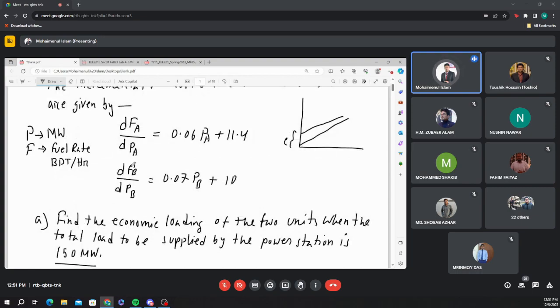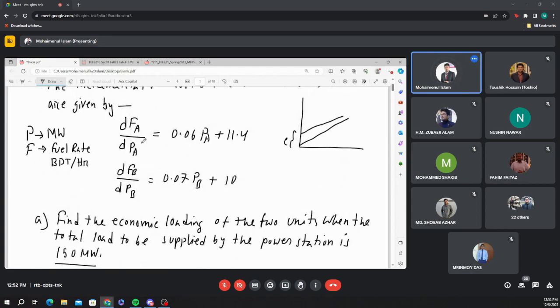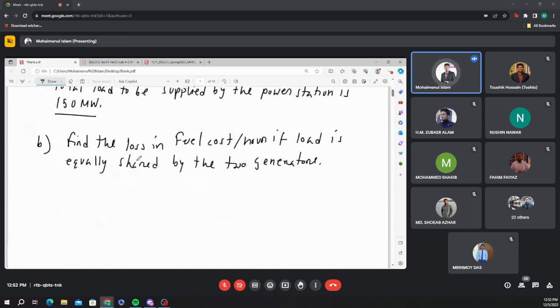First of all, we need to find out the value of PA and PB for question number A, where you are sharing your load of 150 megawatt and you don't know the value for power generator unit A and power generator unit B. So you have two equations here, the fuel rate for generator A and the fuel rate for generator B. For economical purpose, we consider this the optimal design. These two equations should provide you the equal fuel rate. We can consider it for economical loading. That is called economic loading.